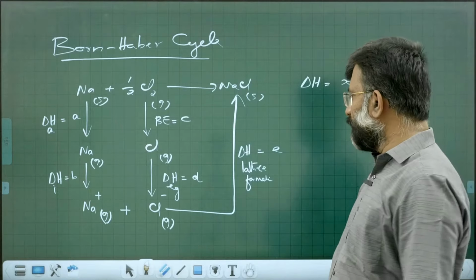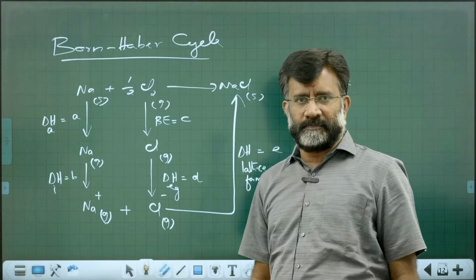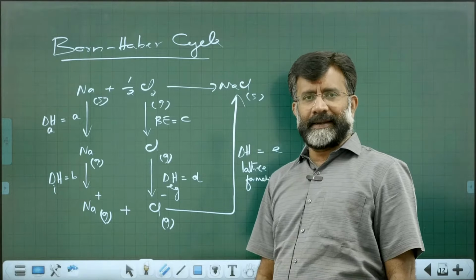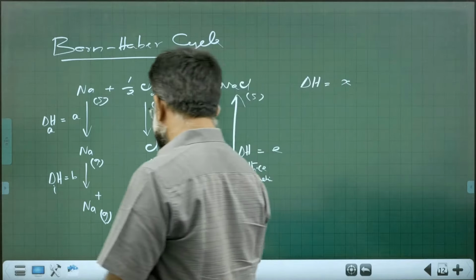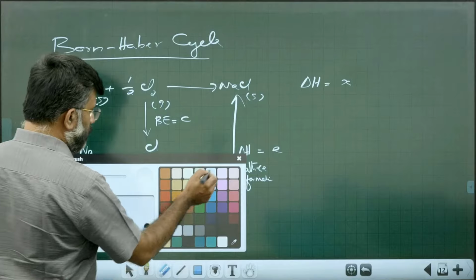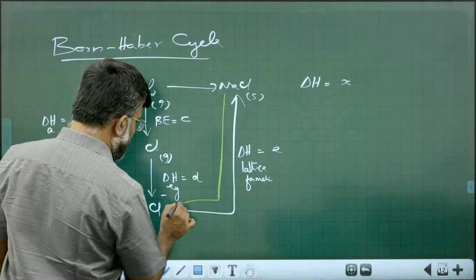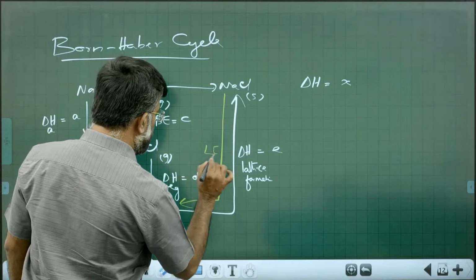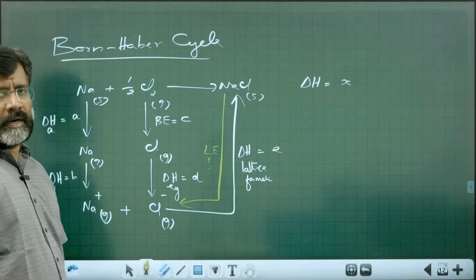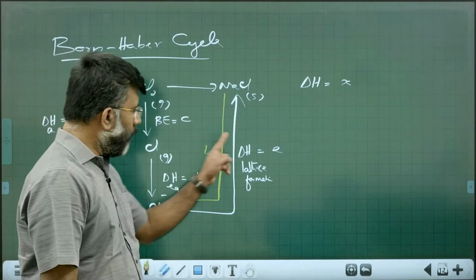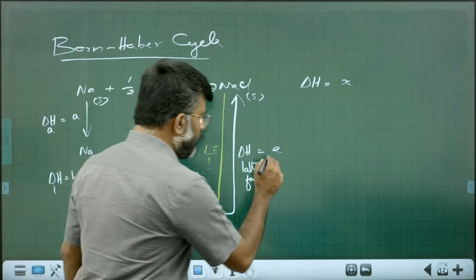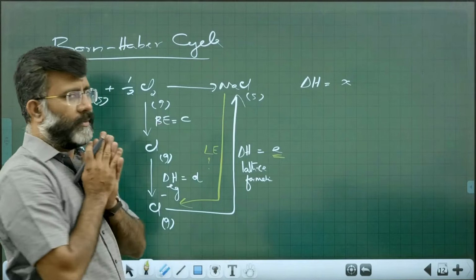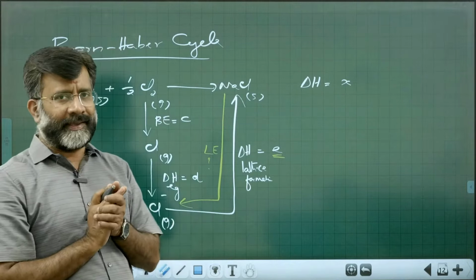For example, you want to know what is the lattice enthalpy. Lattice enthalpy means amount of energy required to break 1 mole of lattice. This is what is called lattice enthalpy. Suppose you want to know the lattice enthalpy, it will be the opposite sign of E. If you get E, the opposite sign will be your answer. How to get E? Very simple.